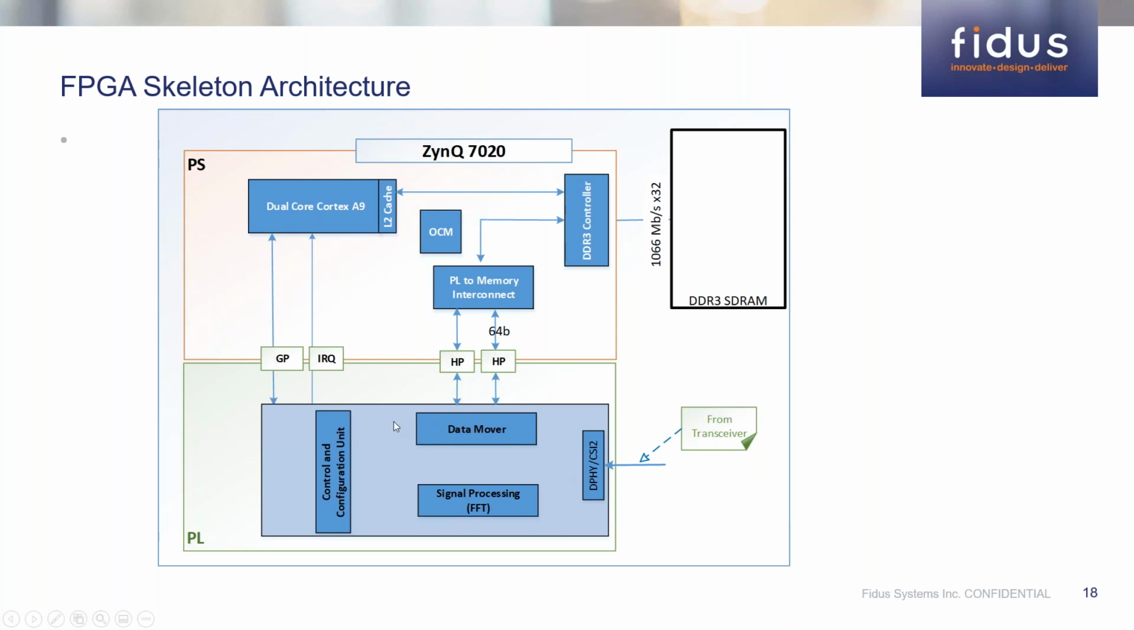The CPU will be used for configuring the system. So the main four subsystems are the DPHY CSI-2, the data mover, the signal processing subsystem, and the configuration and control subsystem, plus maybe other filtering. For instance, before going to signal processing, we may use some filtering to filter the cross interferences from other radars if required.